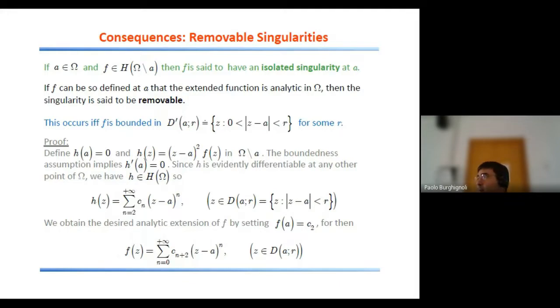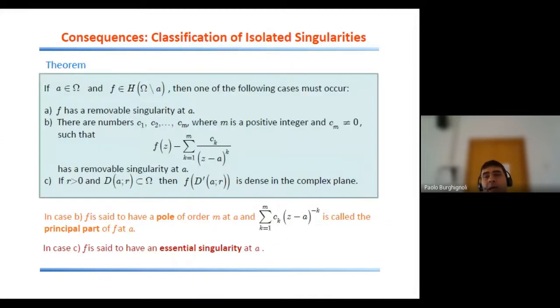But this is the mildest behavior that we can expect. There are also other possibilities, as you can see in this theorem, that classifies the behavior of isolated singularities. So if we have a point A inside omega, and our function f is analytic in omega without the point A, there are three possibilities, mutually exclusive. The first one is the one we have considered in the previous slide. So f has a removable singularity at the point A, which is equivalent to saying that f is bounded in a neighborhood of this point.